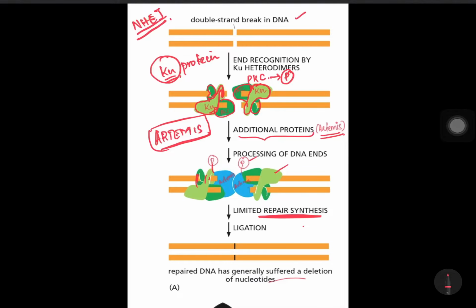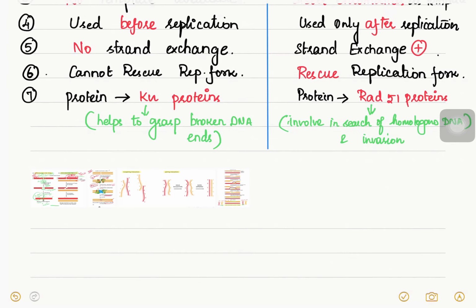It will cut off some extra sequences, and after cutting off these extra sequences both the ends will come and ligate. So this is the repaired DNA, but it has suffered a deletion of some nucleotides. Hence it is not an effective method of DNA repair mechanism. So let us see the other method, which is homologous recombination.